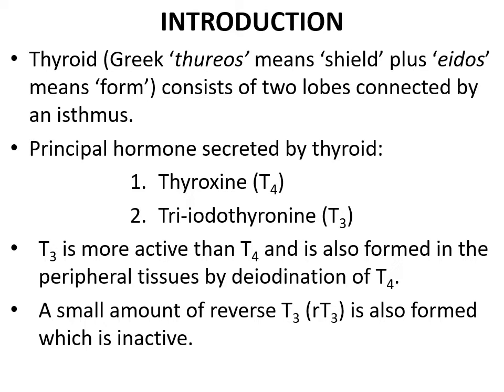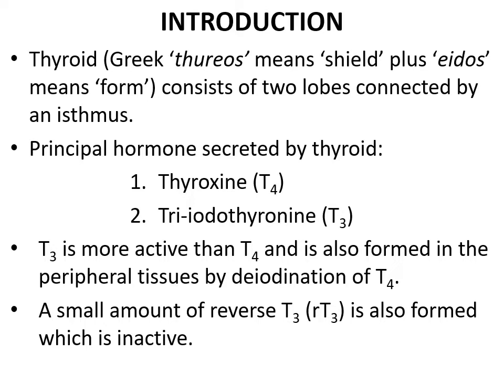The principal hormone secreted by thyroid is thyroxine or tetraiodothyronine, also known as T4, and triiodothyronine, that is T3.